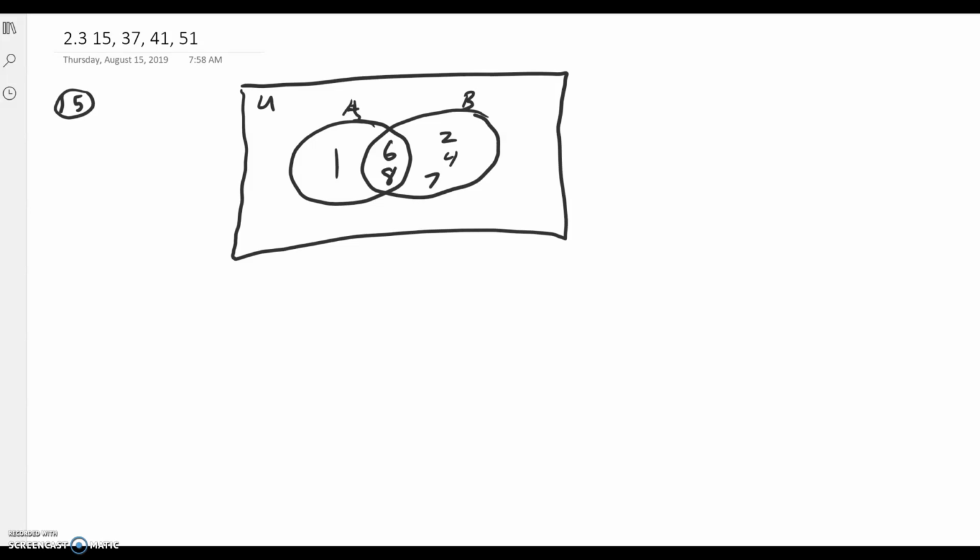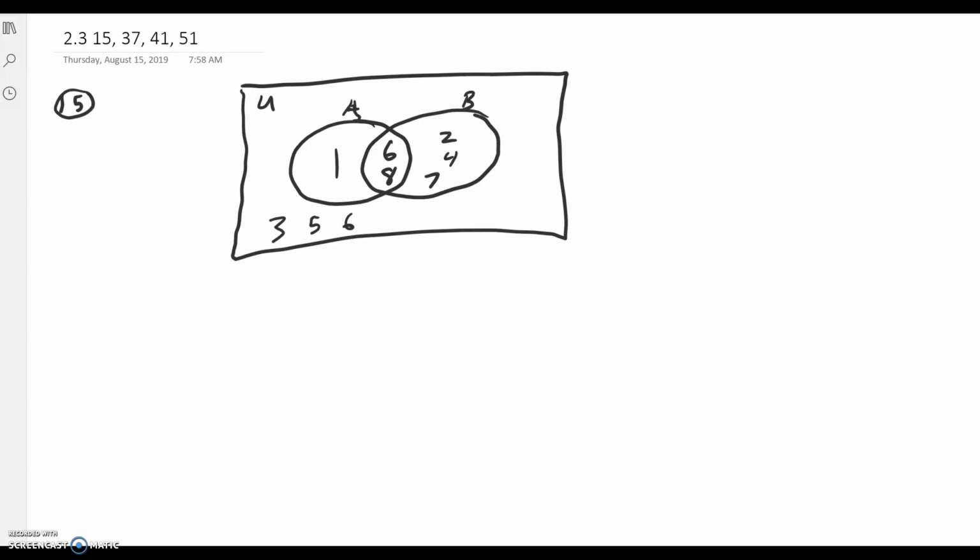But the universal set's supposed to have 1 through 8. So what's remaining for outside of A and B? Well, we've got 1, 2, we're missing 3. We've got 4, we're missing 5. And we're missing 6. So it looks like we need to have 3, 5, 6 on the outside.